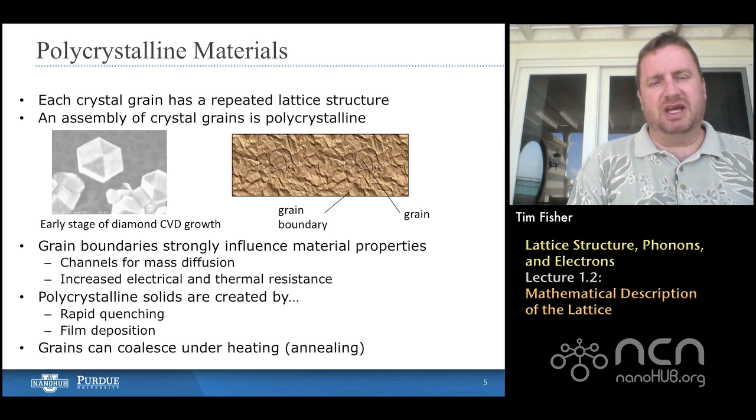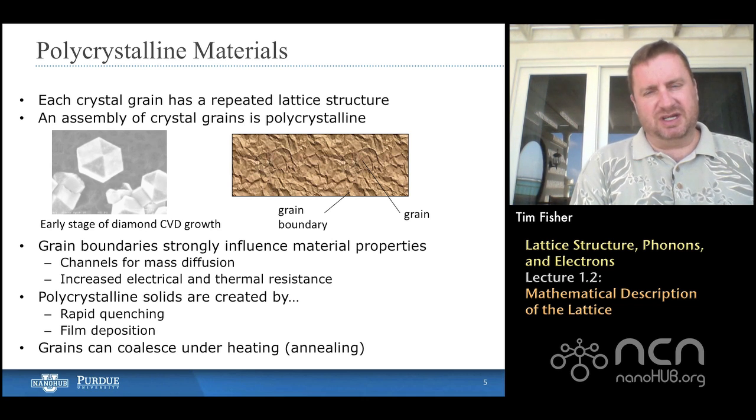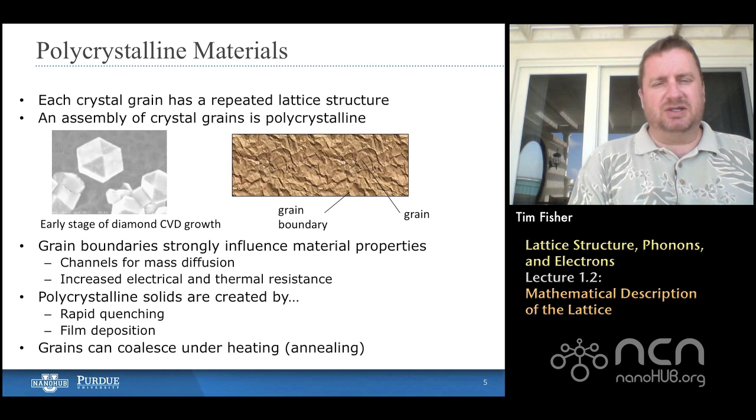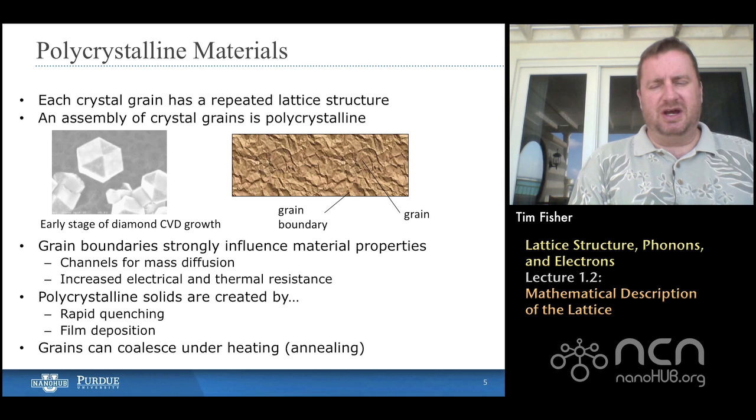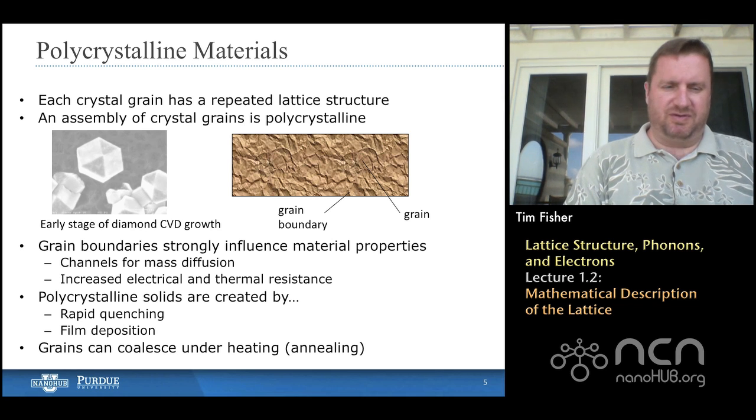And so we want to understand that these materials do exist, and understand that we're going to have to do something, especially with that transmission of energy carriers, to account for the effects of grain boundaries.